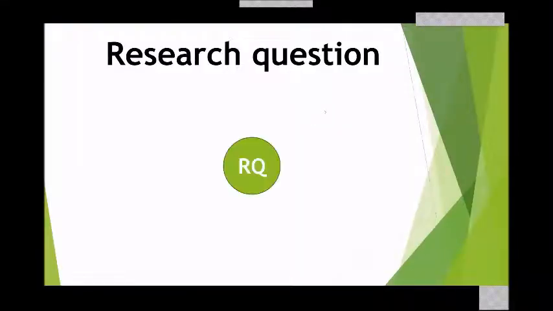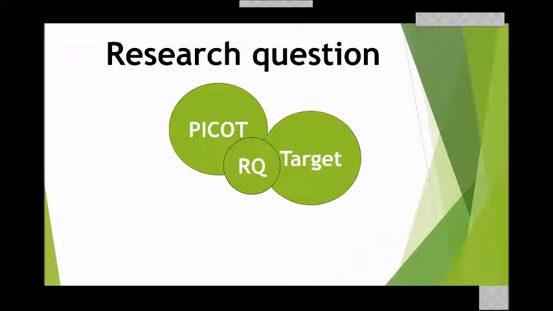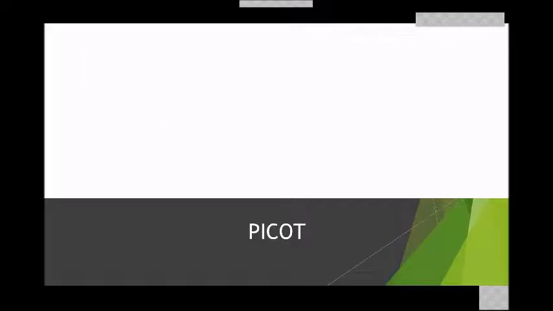The research question has three pillars, three components to start. The first one is the acronym, the abbreviation PECOT. The second one is the target, what you want to do, what you are targeting, what exactly the subjects of the question are. And the third pillar is evidence-based practice. So let's start with the meaning of PECOT.